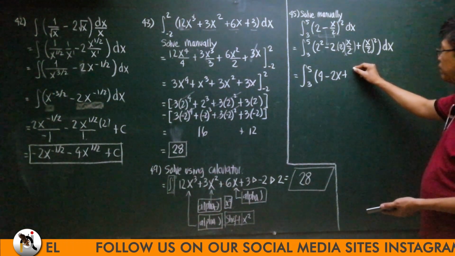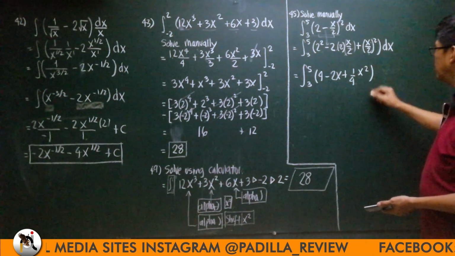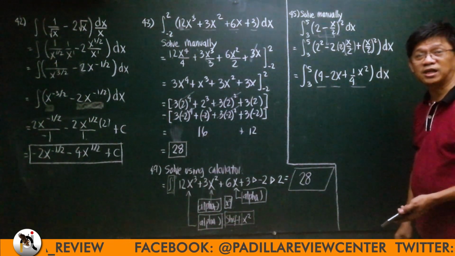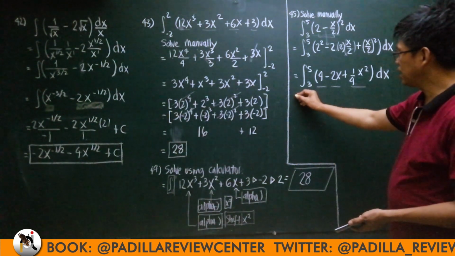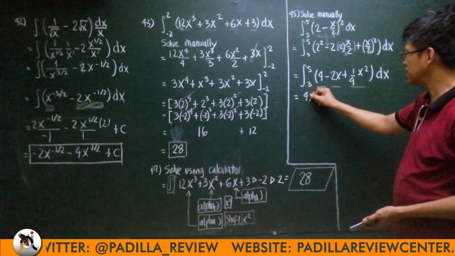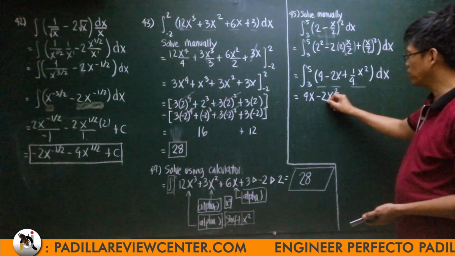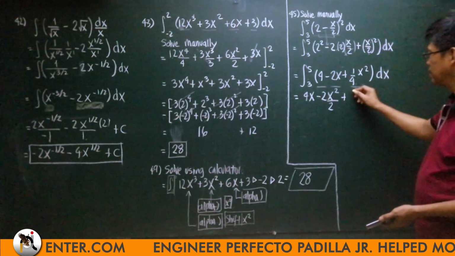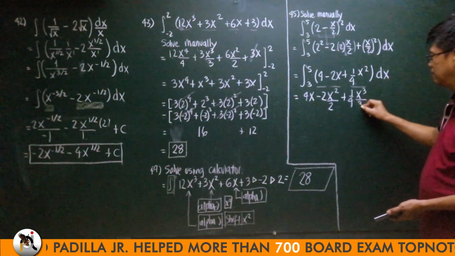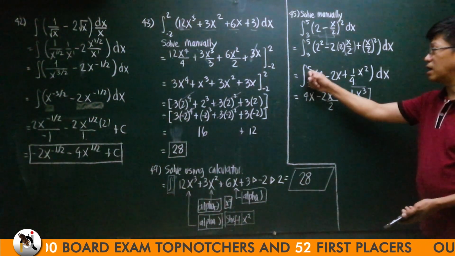2 squared is 4, so this is x squared over 4, dx. This is now composed of independent powers of x. So integrating this, you'll get 4 integral of dx, x, minus 2 integral of x to the 1, that is x squared over 2, plus 1/4 integral of x squared, x cubed over 3. We don't add a constant of integration because there are limits.